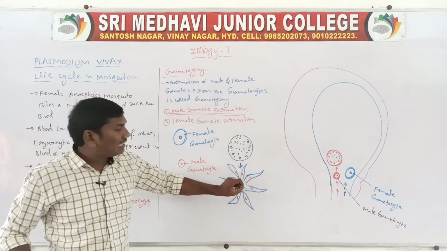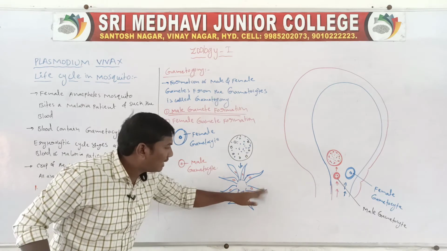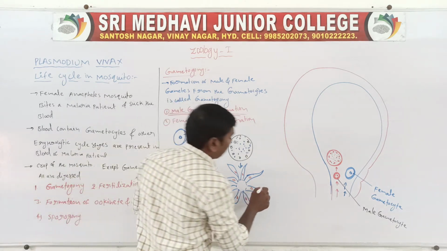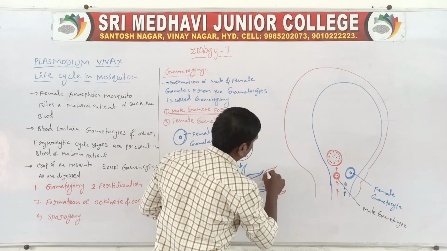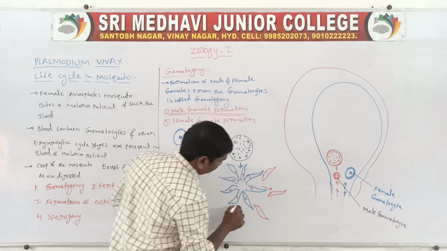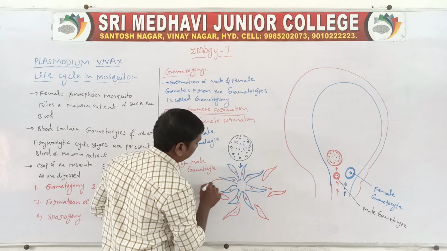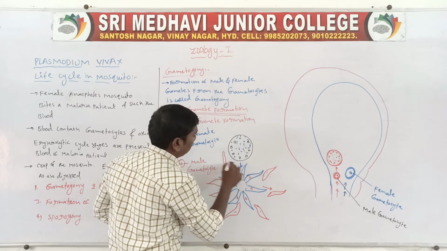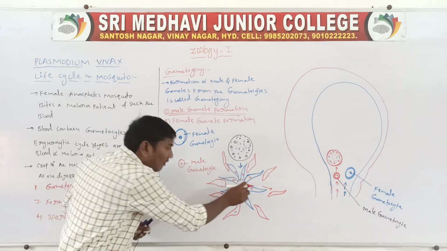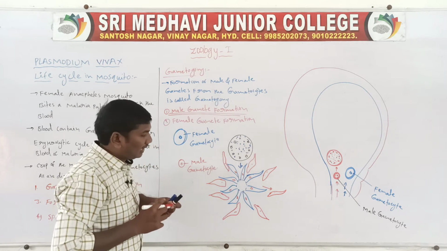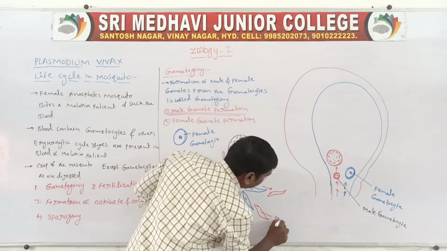Next step, the flagella undergo lashing movements. In the lashing movement process, the flagella separate: one flagellum, two, three, four, five, six, seven, eight. The flagella separate from the cytoplasm. So in total there is the formation of 8 male gametes. They are called male gametes.